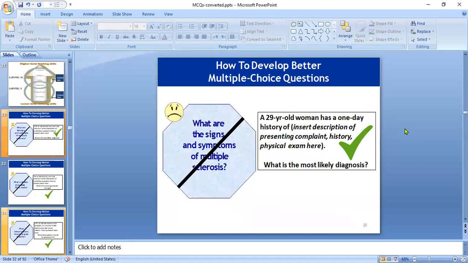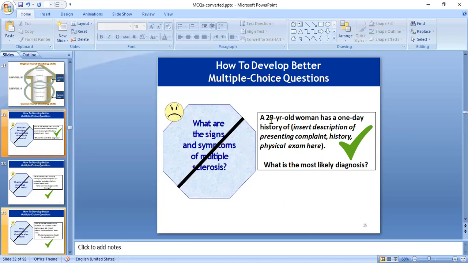There are 2 examples of the same phenomenon, same sub-theme. The first question is, what are the signs and symptoms of multiple sclerosis? On the other hand, there is a scenario type question in which a 29-year-old woman has a one-day history, then different descriptions of that presenting complaint, history, and all about the investigation and the assessment. What is the most likely diagnosis? So we can convert this question to that question. This is the correct way of writing them, and this is the incorrect way.